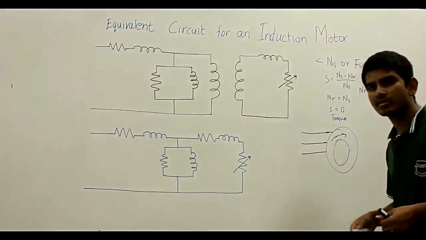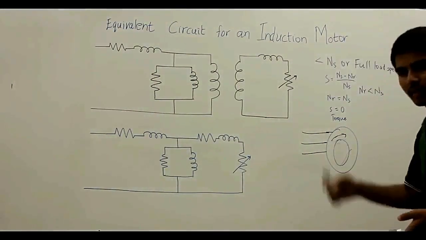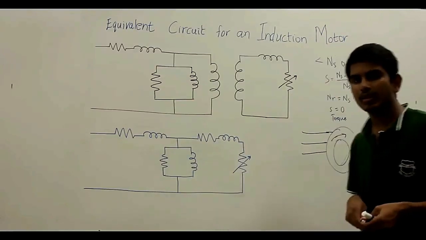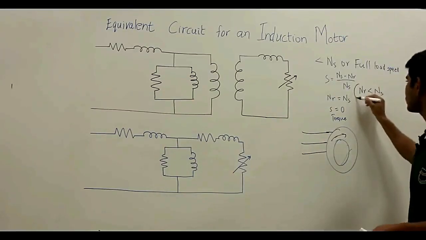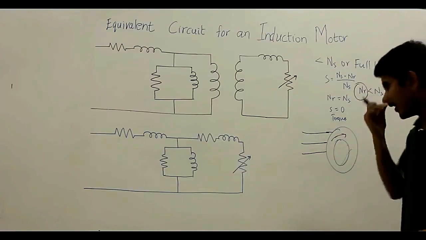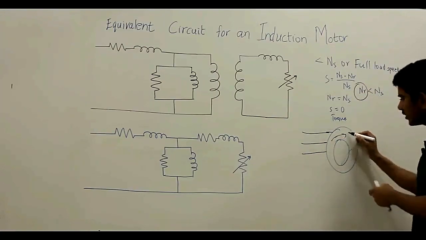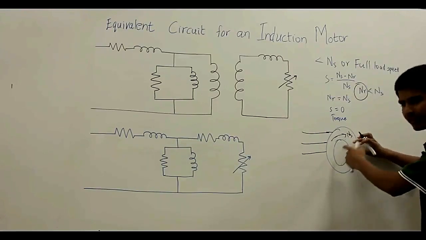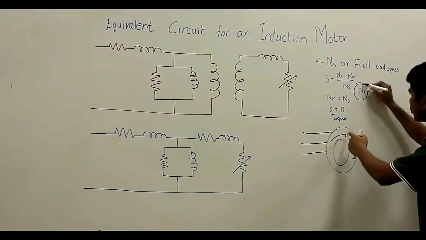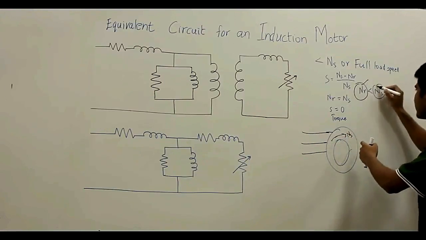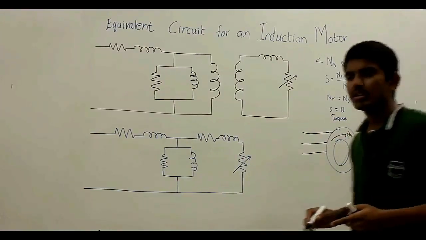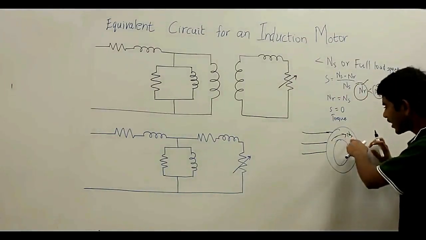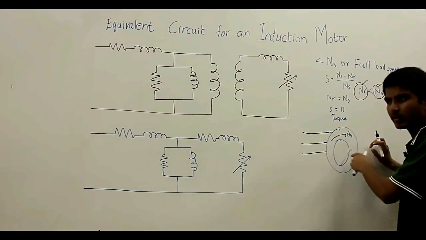As the rotor is short circuited, there will be current flowing in the rotor circuit, and due to that rotor current there will be a rotor flux which is rotating at speed NR, and the stator magnetic field is rotating at speed NS. Now, unless there is some difference between the rotor rotating field and the stator rotating field, there won't be any cutting of the stator magnetic field with the rotor conductors.